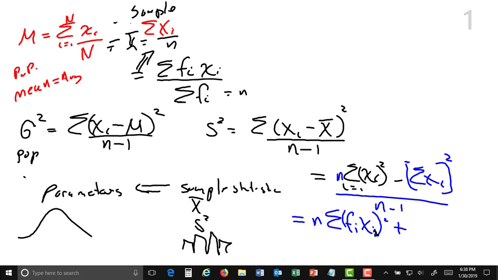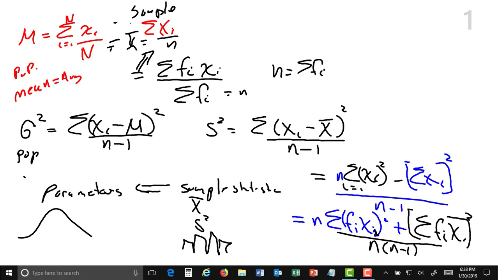So how about what's next? Well, on that one, then we have minus n times the same thing. Here I'm going to have the summation of f of i times x of i, this quantity squared, and that's all divided by n times n minus 1. Now, how can I rewrite n? n is equal to the summation of all the frequencies from i equals 1 to n, so you can put it in terms of f i's if you want.